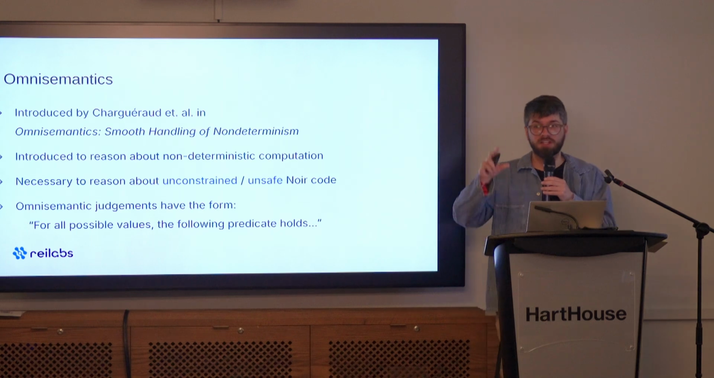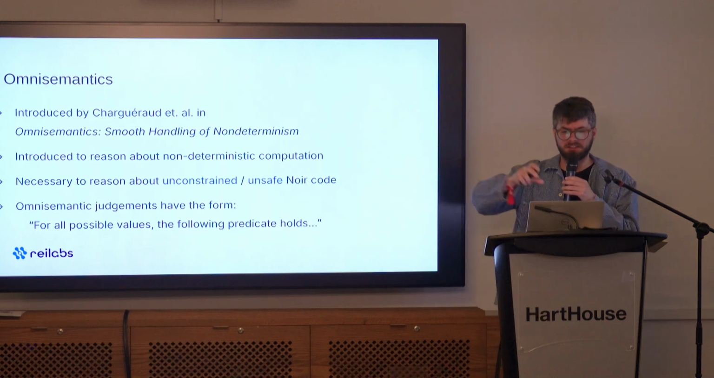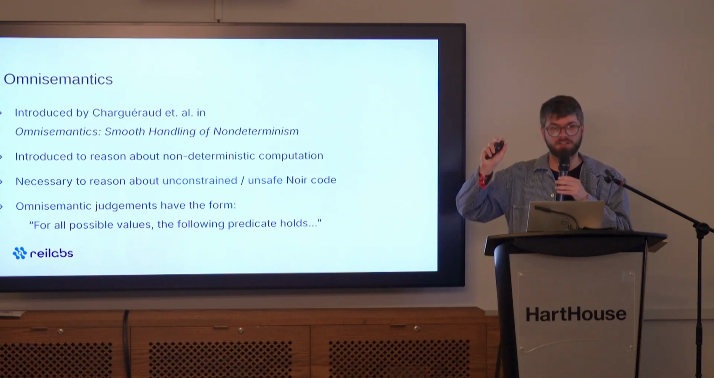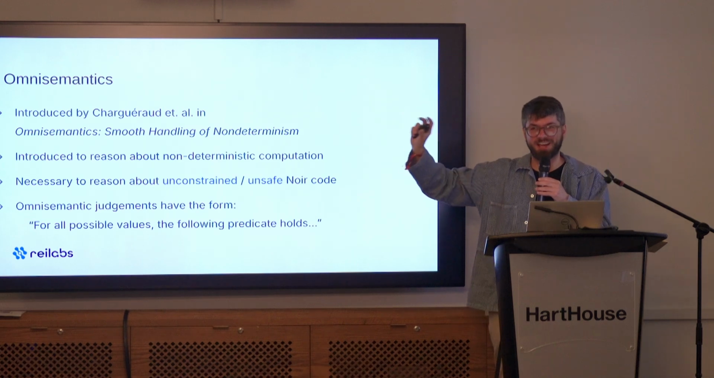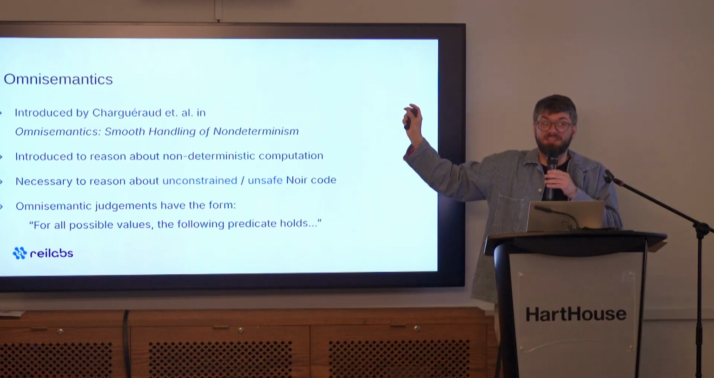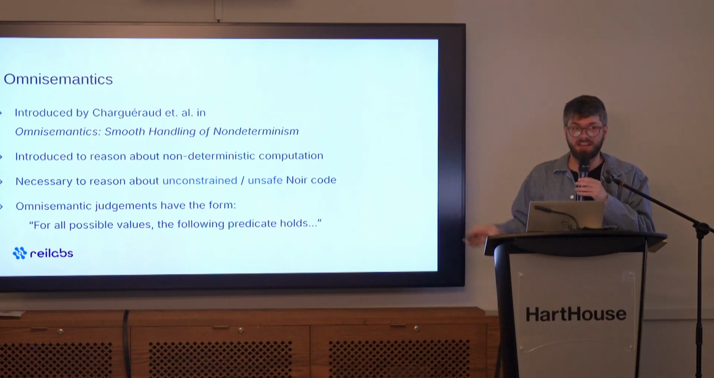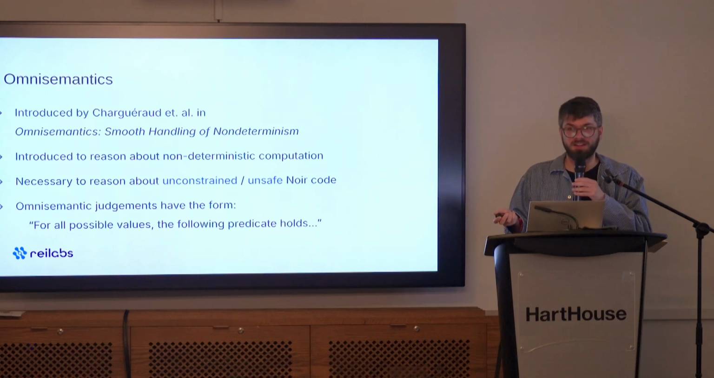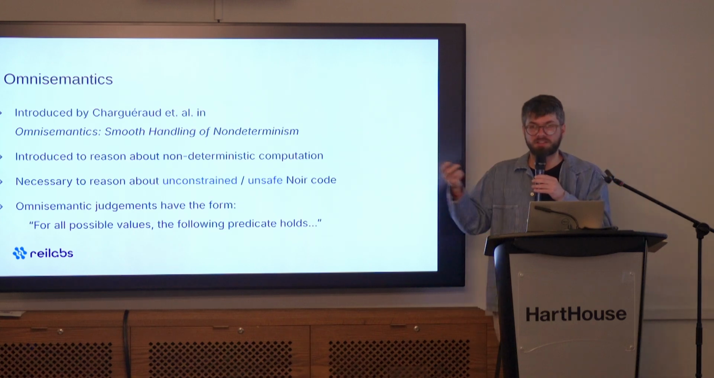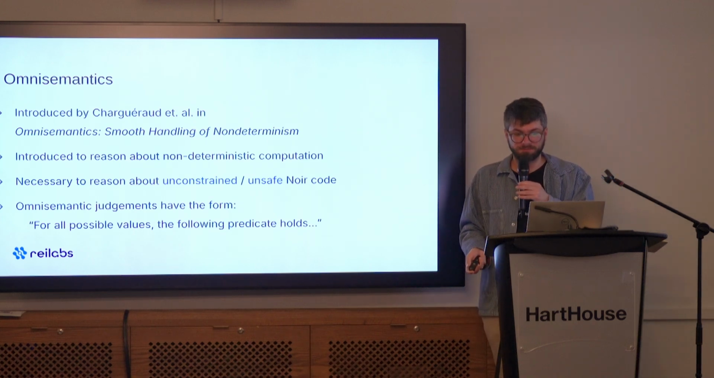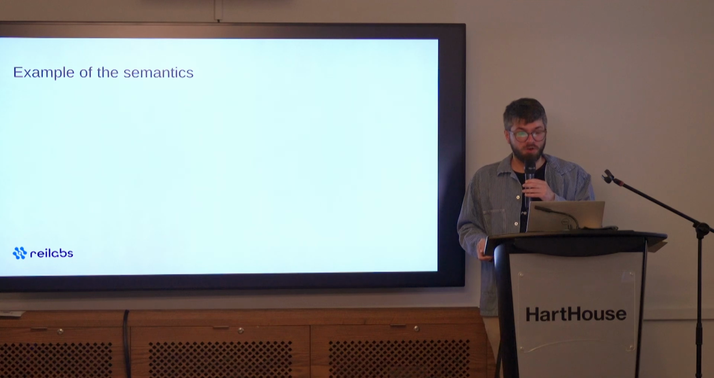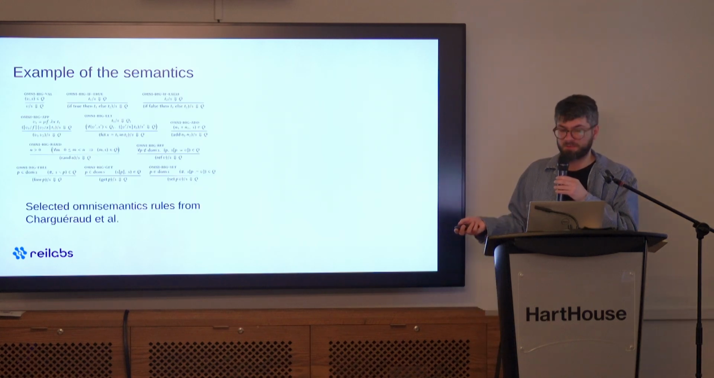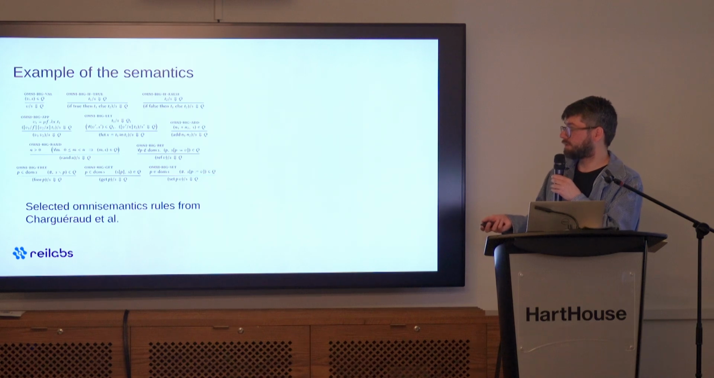So whenever you see an unsafe block, and there's an example in the sandbox, you'll see that it just gets extracted to a very simple statement: hey, this thing exists, we have no idea what it is. And presumably, if you've written your code carefully enough, you should be able to prove the specifications you want between the unsafe blocks and the extra constraints that you've added in. So here's an example of the semantics from omnisemantics, as implemented in the paper.